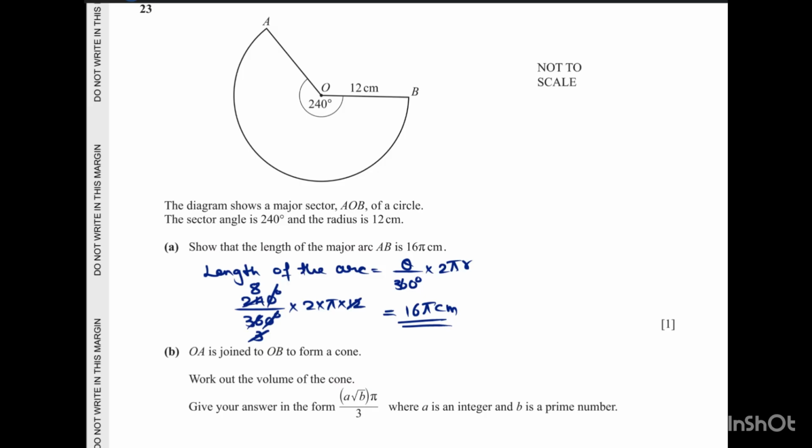This is done. Now question B, OA is joined to OB to form a cone. Now these two are joined together and you get a cone. Work out the volume of the cone. Give your answer in the form A root B pi by 3, where A is an integer and B is a prime number.